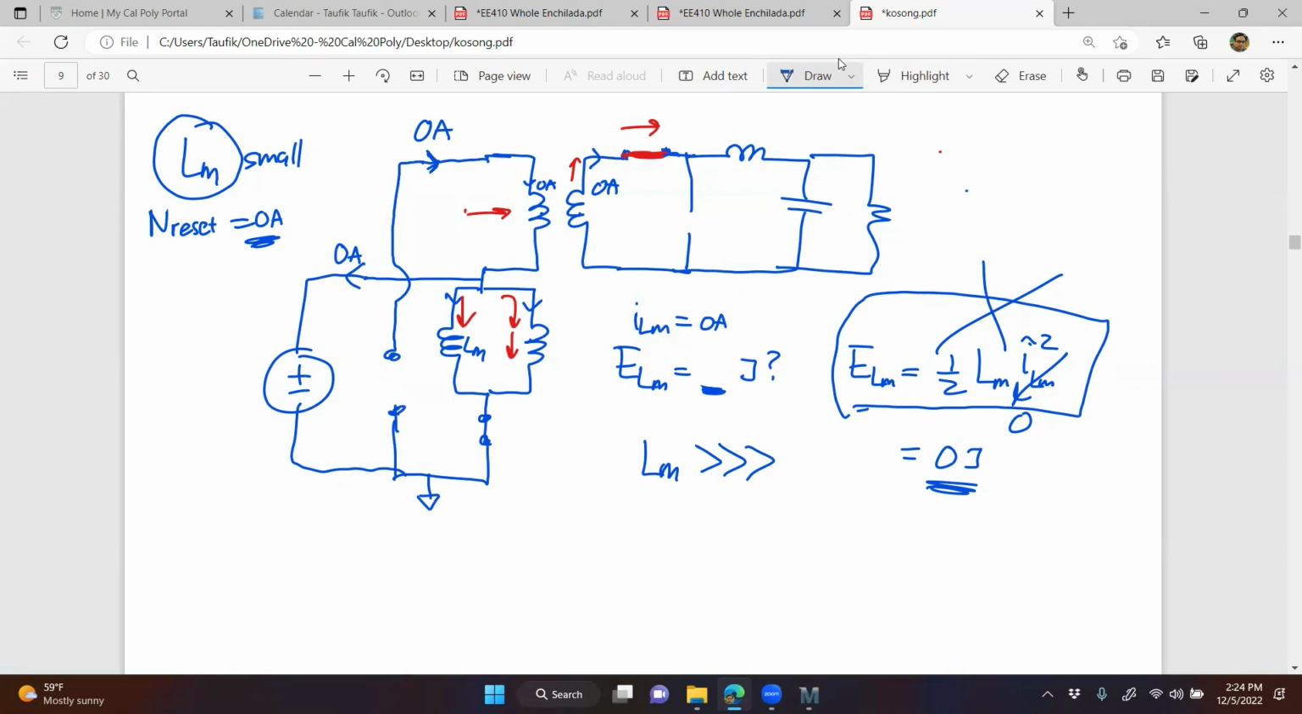There's no current through this diode. Sorry, this winding. So the reset winding at this point is 0 amps as well, right? So that's when the switch is on, even with Lm small. When the switch is on, there is 0 amps on the reset winding. What about if I turn off the switch?